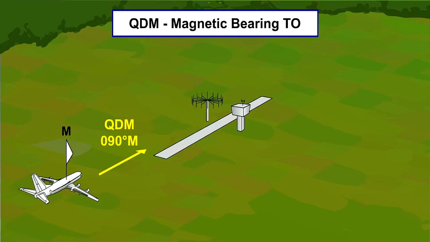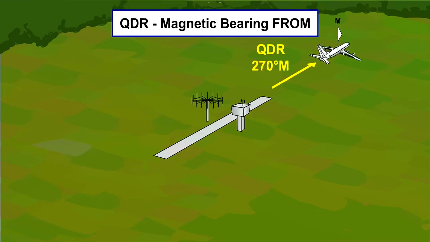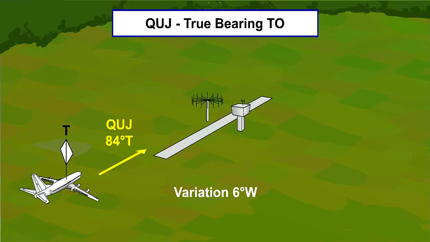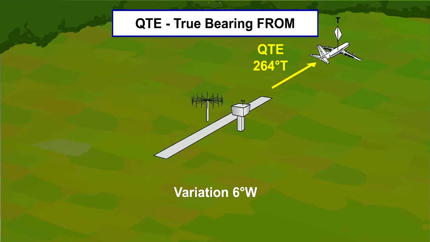Four types of service are provided by the ground station, depending upon the request from the pilot. The services have the following designators. QDM, this gives the magnetic track to the station. QDR, this gives the magnetic bearing from the station. QUJ, this gives the true track to the station. And QTE gives the true bearing from the station.